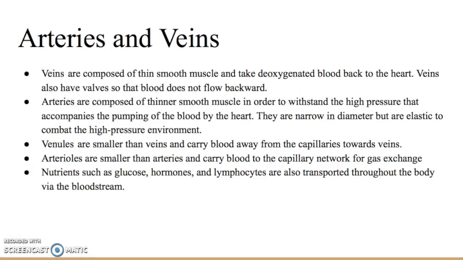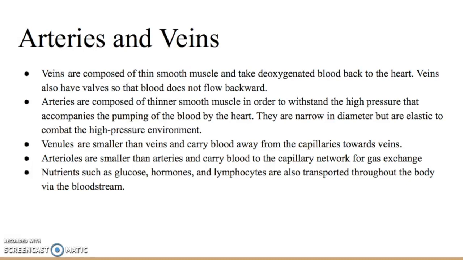Arteries and veins. Veins are composed of thin, smooth muscle and take the blood back to the heart. Veins also have valves so that blood does not flow backward. Arteries are composed of thicker, smooth muscle in order to withstand the high pressure that accompanies the pumping of the blood by the heart. They are narrow in diameter but are elastic to combat the high pressure environment.